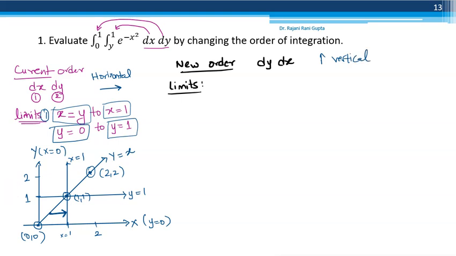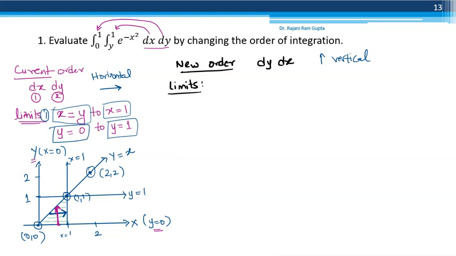So here the region R is this one because x varies from y to 1 and y varies from 0 to 1. So this is your region. When you are changing the order of integration, you are looking for the vertical movement first. When you look along the vertical direction, what varies? Y varies. So at this point, what is the value of y?